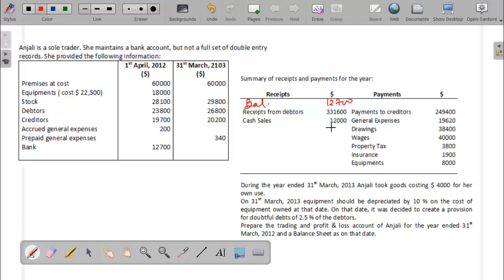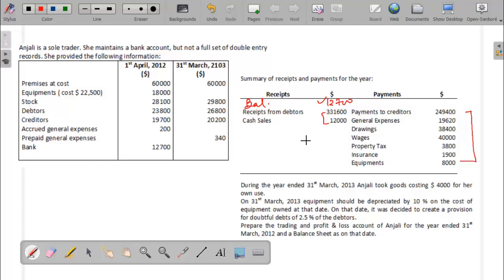Now we will compare both the sides. Opening bank balance is this, and these are receipts and these are payments. So now we will compare both the sides and we will get to know the amount, the closing balance of the bank account. So if we see both the sides, then we find the total of the credit side is more than the total of the debit side. So first we will make the total of the credit side.